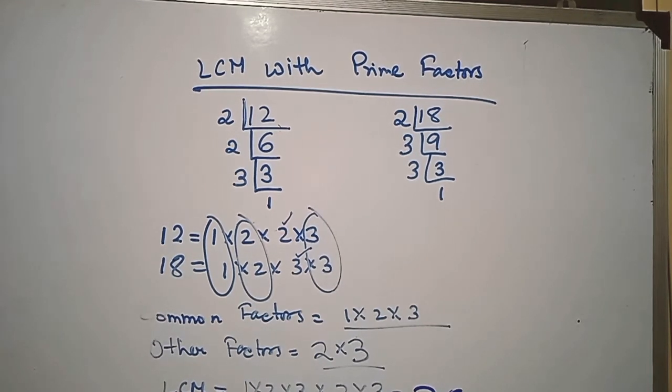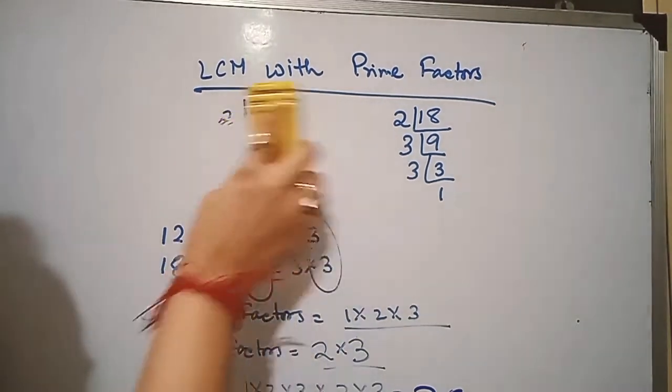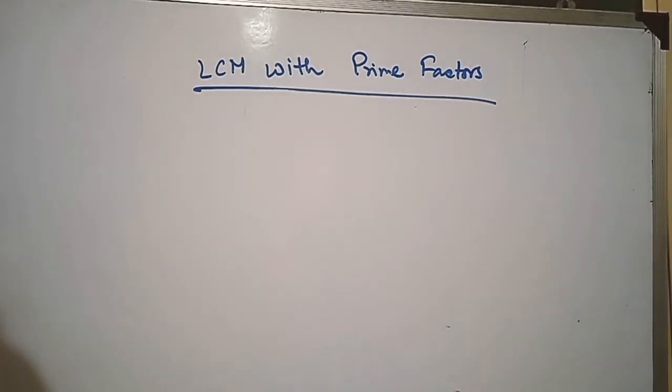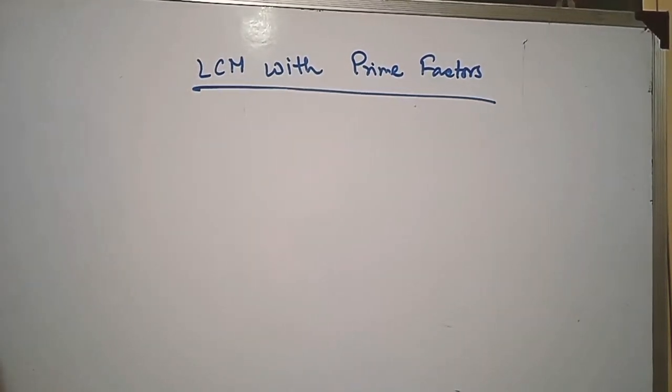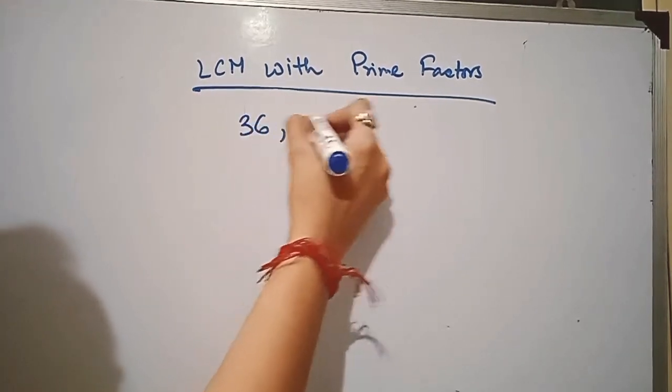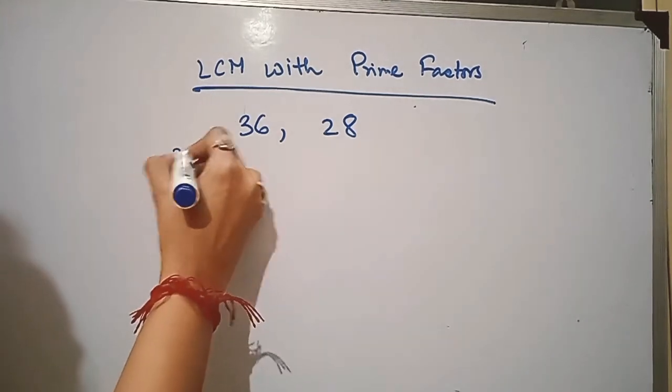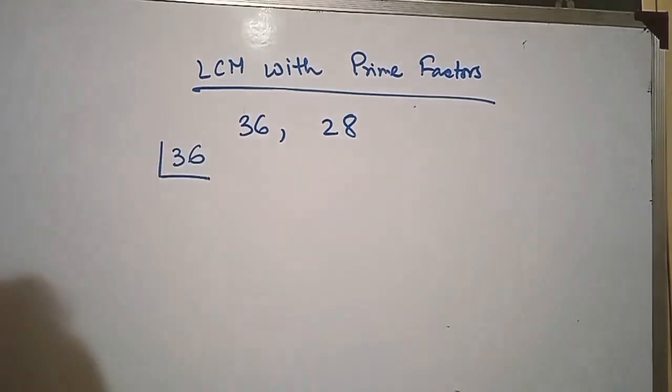Let's take some other example so that it will be clear to you. I am taking another example. Here we will find the LCM of two numbers. Suppose 36 and 28. Okay, so I know the first method is to find the prime factors.